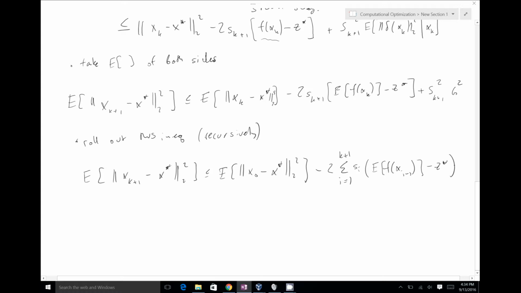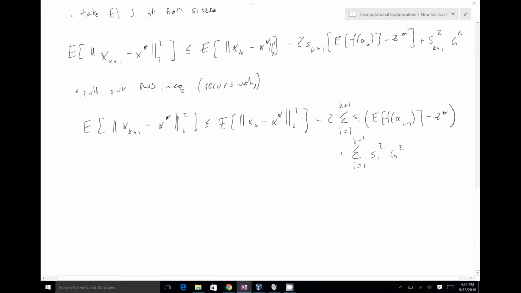And then in the third term, we get something that looks like plus the sum from i equals 1 to k plus 1 of s_i squared times g squared. Okay, so because every time I roll out, I'm going to get one of these terms that pops out as well. Okay? So let's rewrite this a little bit.